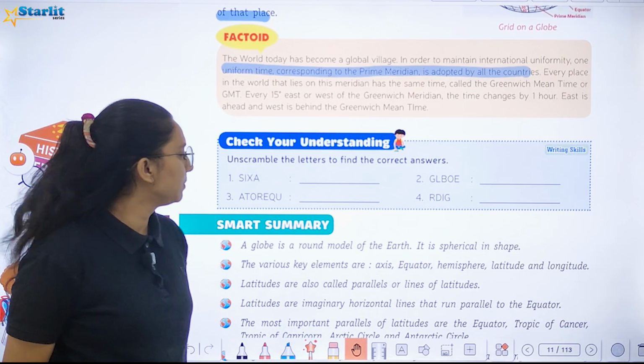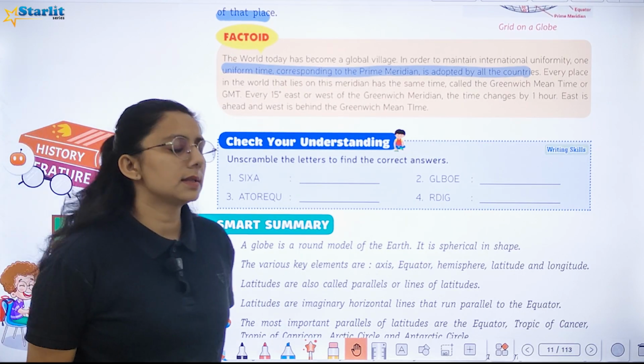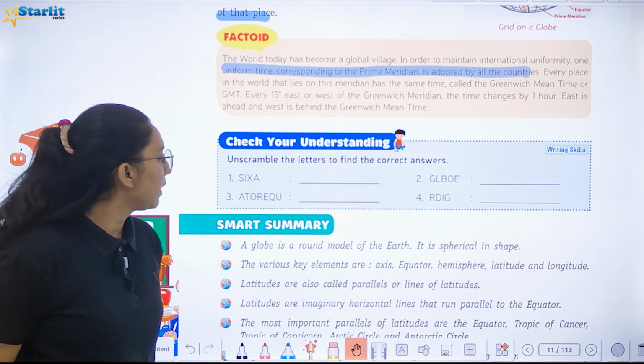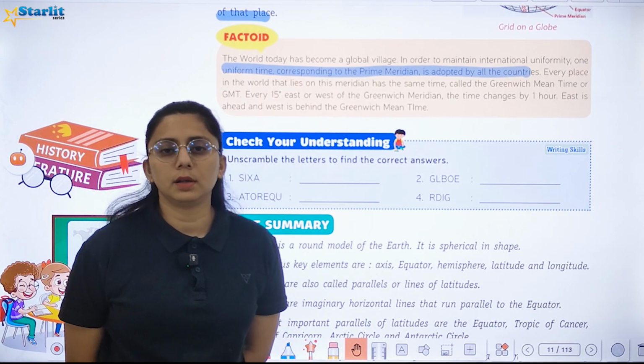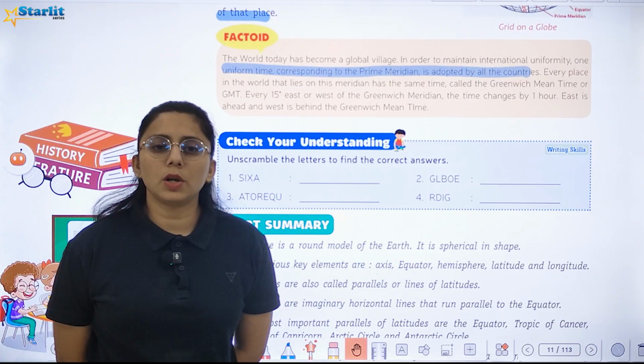Here some words are given. You have to unscramble them. Like first is axis, second is globe, and then we have equator and we have grid. Right? So now this was all in this chapter.